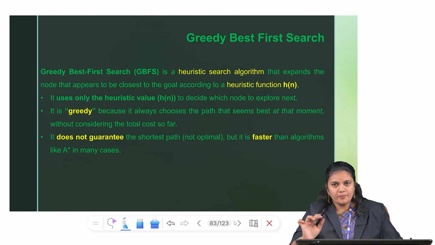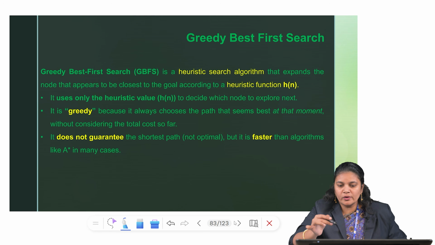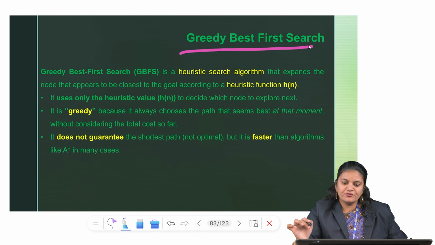So now let's move to the first informed search. Uninformed search algorithms are over. We are moving towards the informed search algorithm. The first one is greedy best first search.